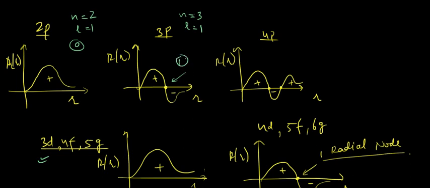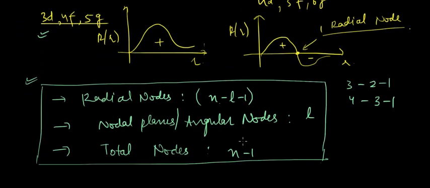Okay, similarly for 4p you can apply the same formula and cross check. n is 4, l is 1, so n minus l minus 1 would be 2, so two radial nodes are present here. Okay, so let's continue.